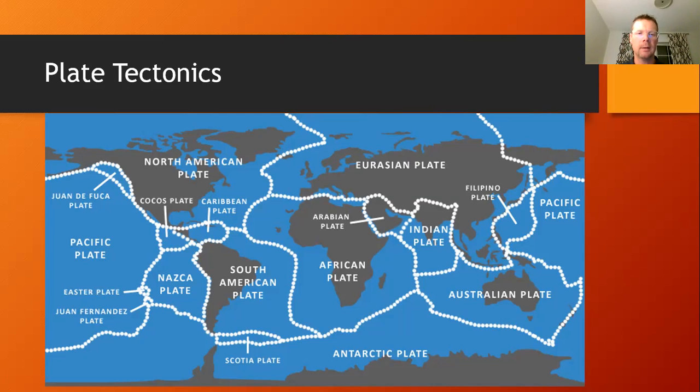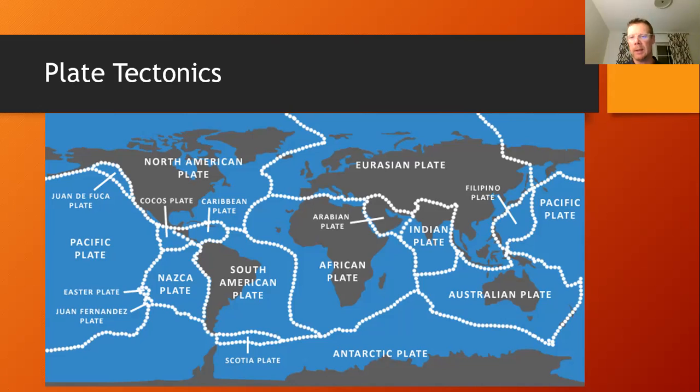So let's start by looking at North America, where the United States is. The North American plate is bordered by a number of plates. The Pacific plate, smaller plates, Juan de Fuca, the Cocos Plate, the Caribbean Plate, the South American Plate, the African Plate, the Eurasian Plate, all border the North American Plate. In fact, the Eurasian Plate borders it on two sides, because the North American Plate, as you can see, extends all the way into Russia.